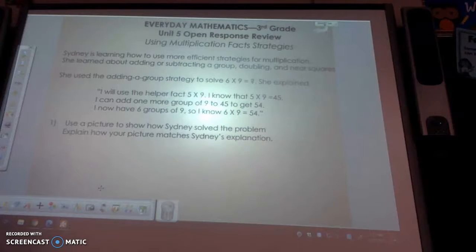Okay, boys and girls, today we're going to do a review on the open response, which is a test that you will be taking tomorrow. And I thought it would be easier to show it to you on the overhead projector in our classroom. So that is what I'm going to do because I'm going to write on it. And as I write on it, you can follow along and then you can do it on your pages.